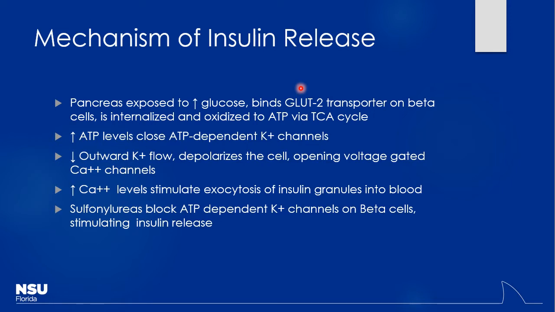And you're going to find that once they are transmitting that glucose into the beta cells, they get oxidized and turned into ATP, just like they do anywhere else, right? Once that happens, you're going to find ATP levels will go up. That then closes these ATP-dependent potassium channels. So normally potassium will be flowing out of the cell. Increased levels of ATP is going to close that.